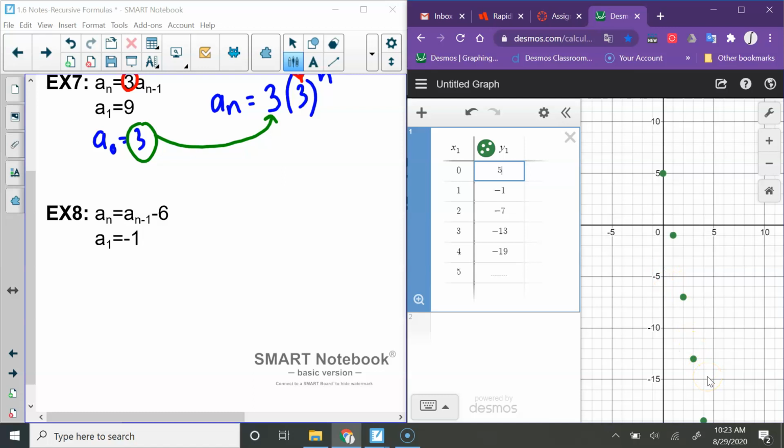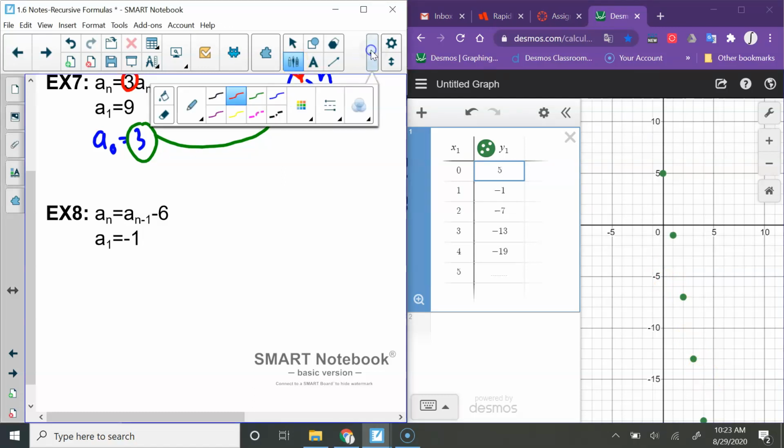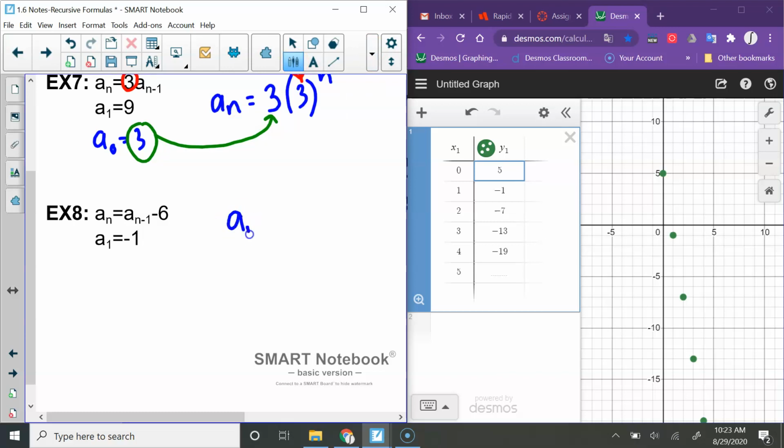So for this, we would have a sub n equals, and then our slope is negative 6, so we'd have negative 6n, and then our y-intercept is 5, so we'd have plus 5 here. So again, we had to find a sub 0, which was 5, in order to write that equation.